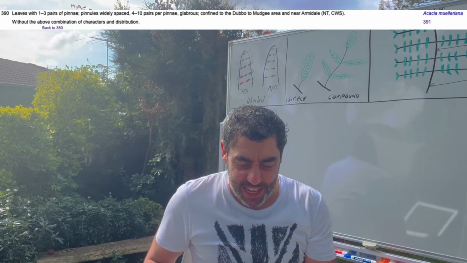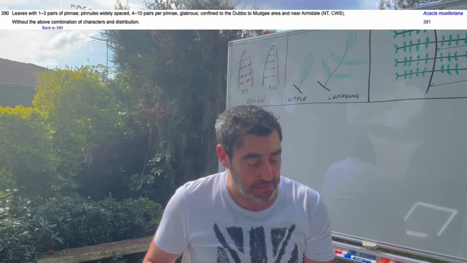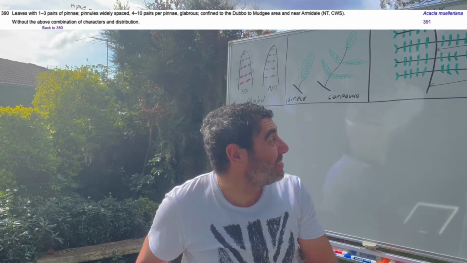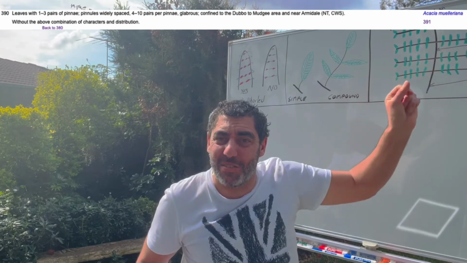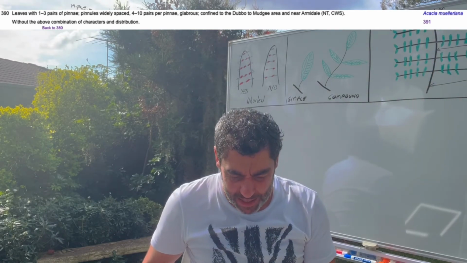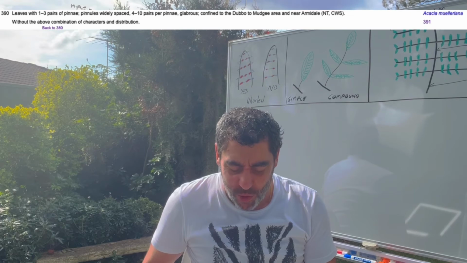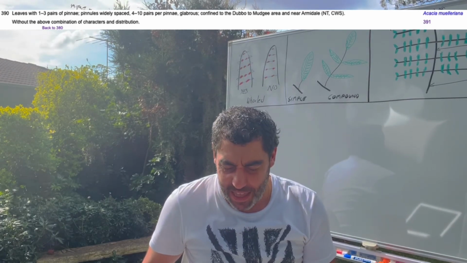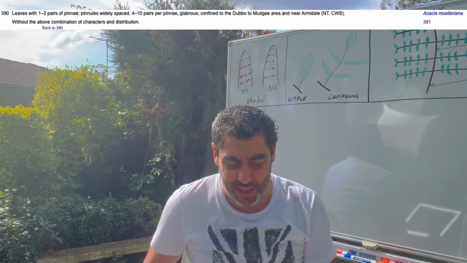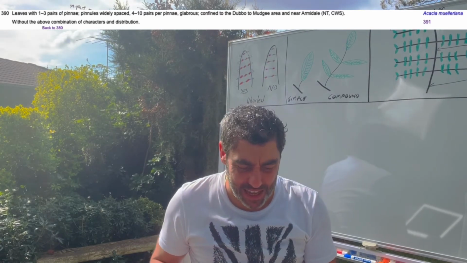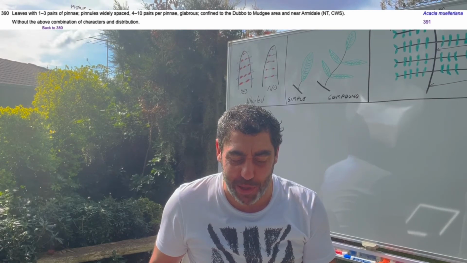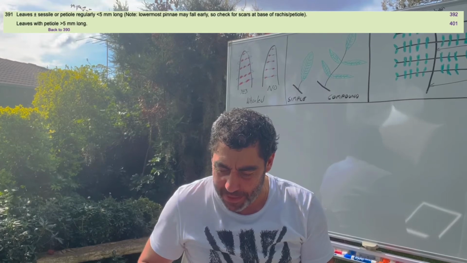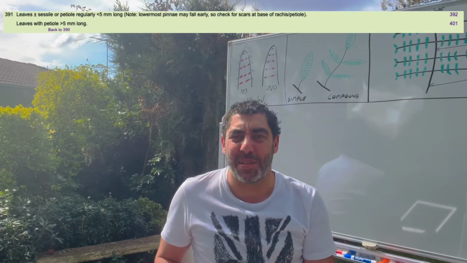390 states leaves with 1 to 3 pairs of pinnae. Nope, it's not correct. Pinnules widely spread? No, ours are really compressed. 4 to 10 pairs per pinna? We know that it's numerous. Glabrous, confined to the... okay, none of that makes sense. And then the next choice is without the combination of characters and distribution. So, tick, we're going to 391. Sorry for the noise, we're nearly done.